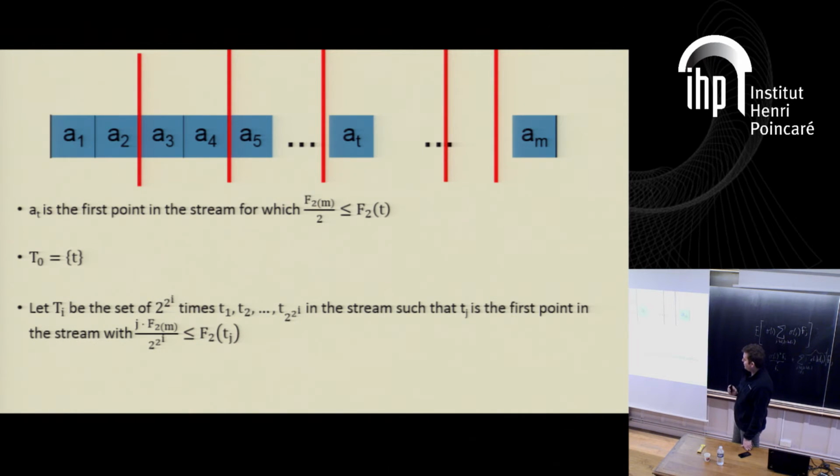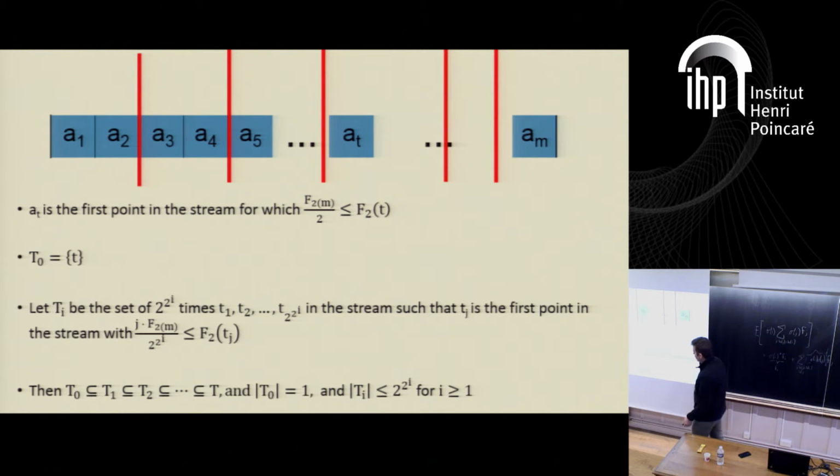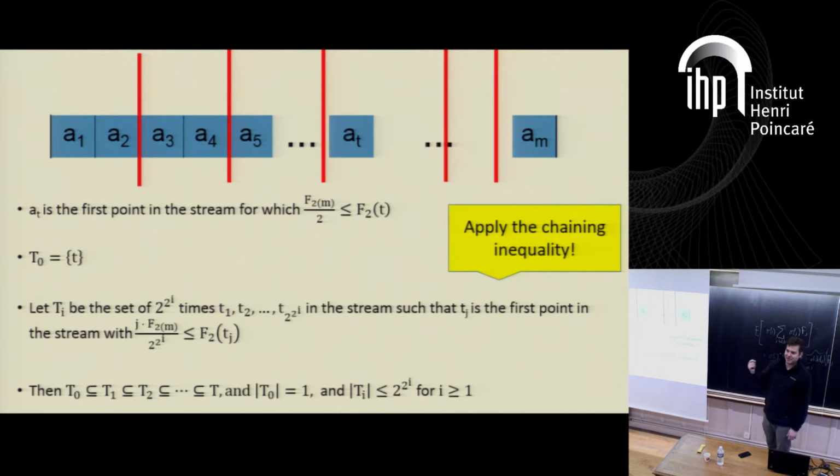Okay, so let's just verify these conditions. So t_0 has size 1, and this is indeed a nested sequence of subsets, right? Because t_1 is inside of t_2, and so on. They're the right size. Okay, so let's apply this chaining inequality and see what we get.